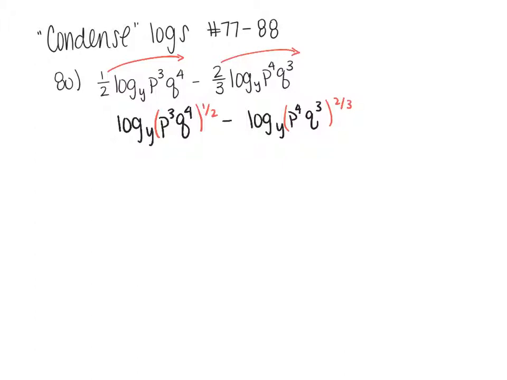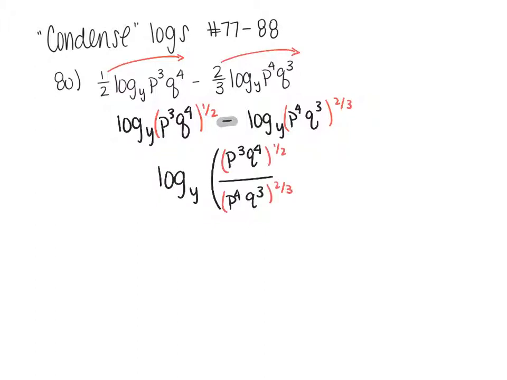Okay, so now I have 2 logs. Well, the thing separating those 2 logs is the subtraction sign. If it's subtraction outside, when it goes inside the log, it turns into the quotient rule. So I'm going to put the first one on top, second one on the bottom, and have one big log y on the outside. And then I can't forget about my exponents. So there is your condensed log.